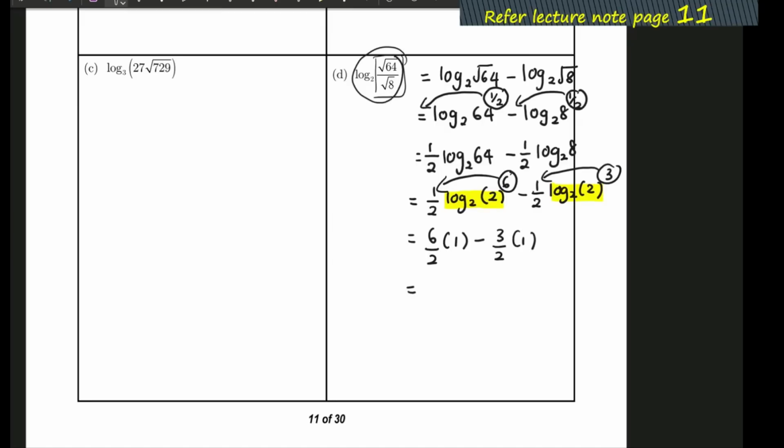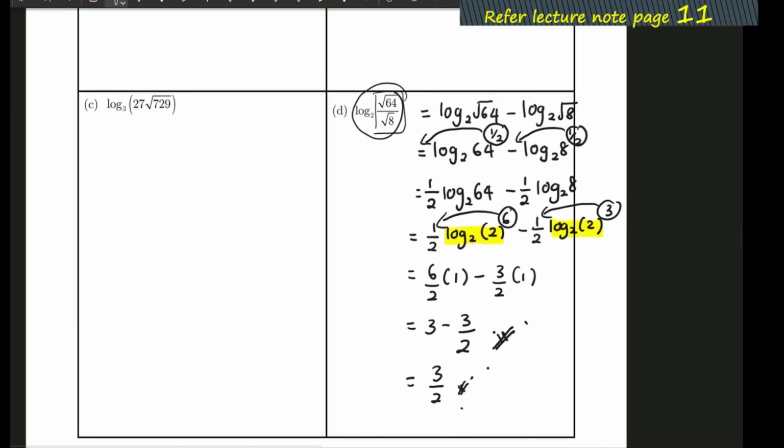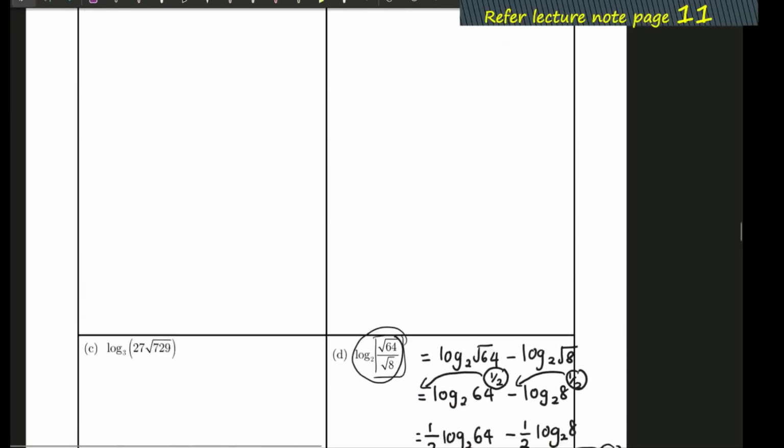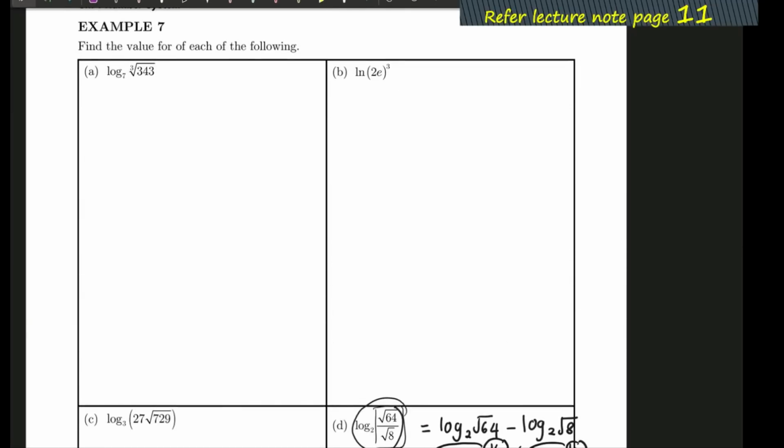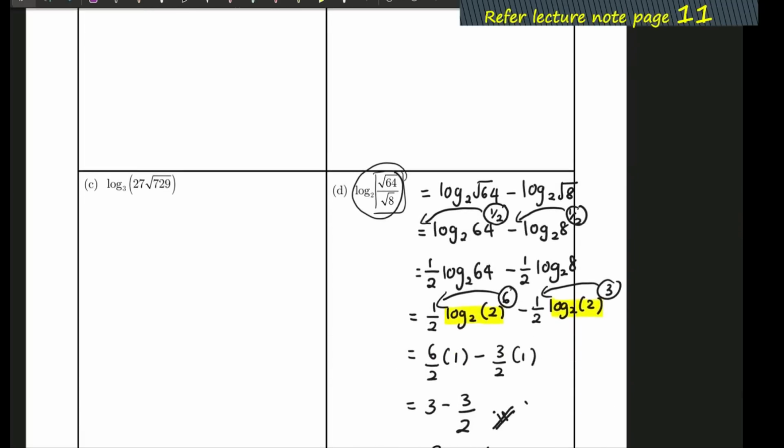So what's the final answer? 3 minus 3 over 2. That's it. I'm sure you can. 3 over 2. Okay, that's the answer. Okay, so we go through B. We already did D. This is a very simple one.